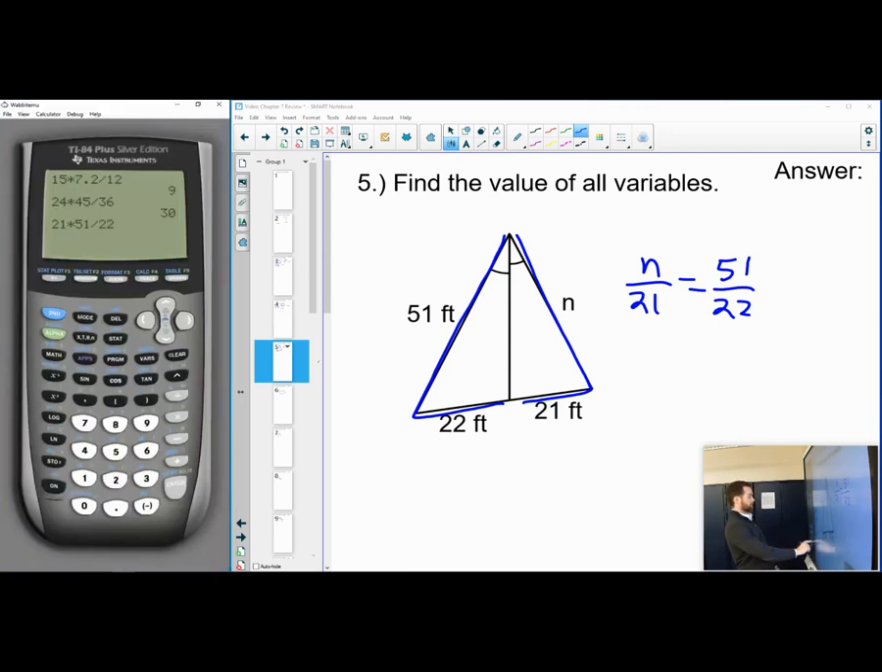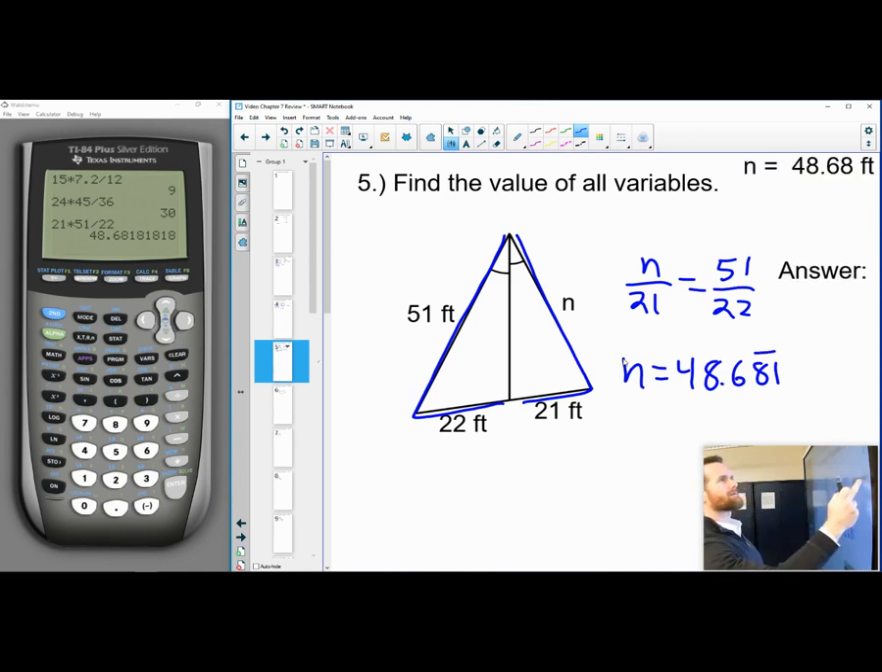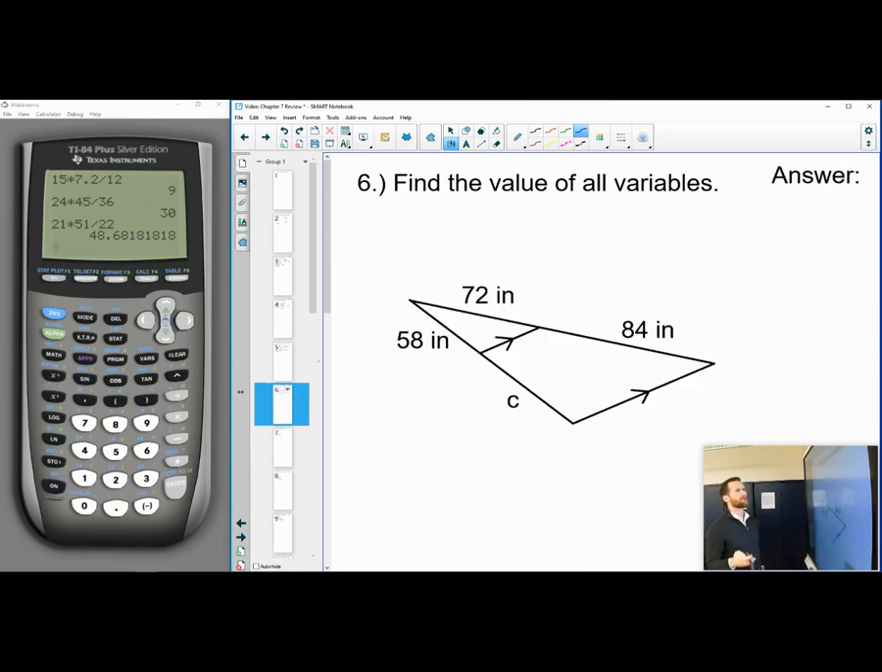I don't know what happened there. There we go. And we get 48.681, and the 81 is repeating. Is that the answer? Oh, okay, I just rounded it to 48.68. Okay, yeah, I guess we can just round it to two places. I would accept either of those answers, but we'll just leave it like that since that's what the answer key says. Let's take a look at number 6.